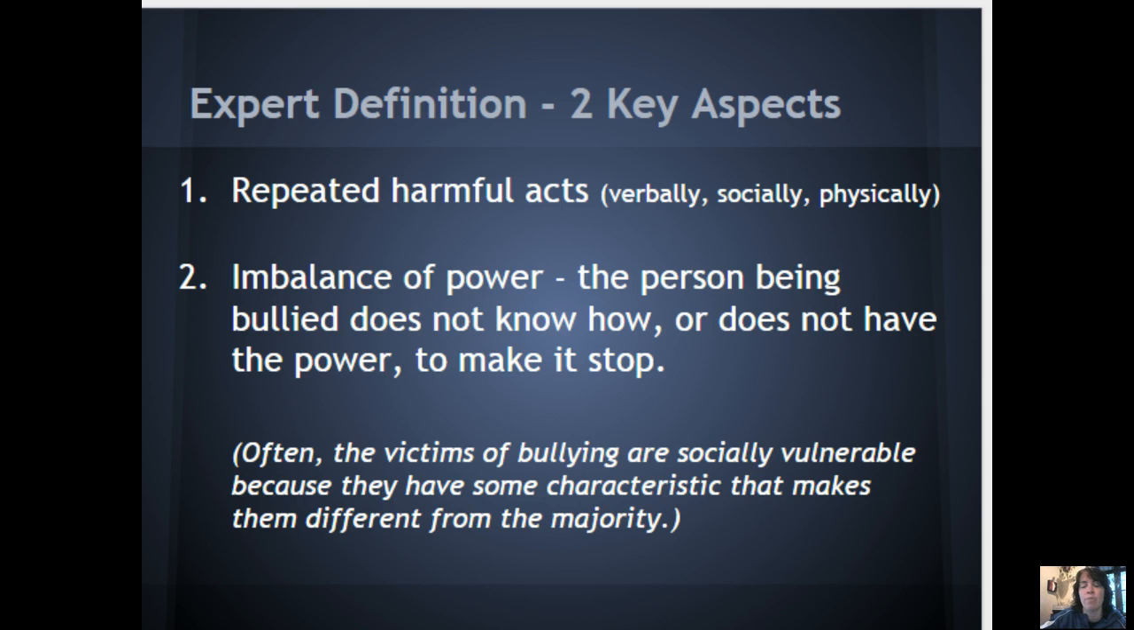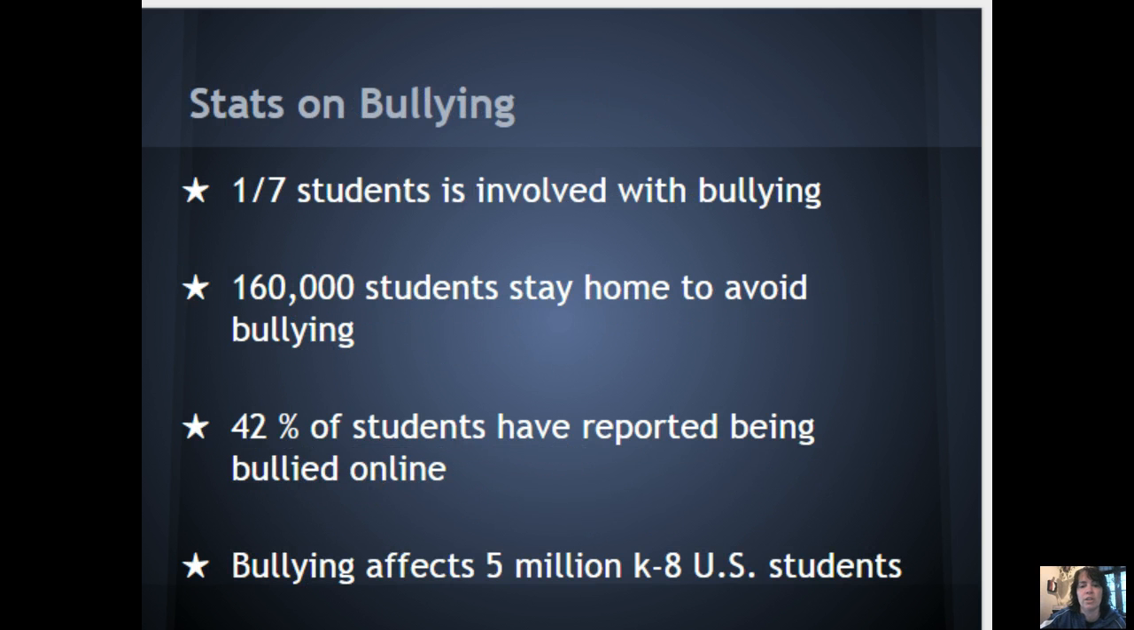The other thing is an imbalance of power, meaning the victim, the person being bullied, can't stop. They may try to stop it, but it just doesn't work for whatever reason. Here are a few stats on bullying. All right, bullying affects so many people.